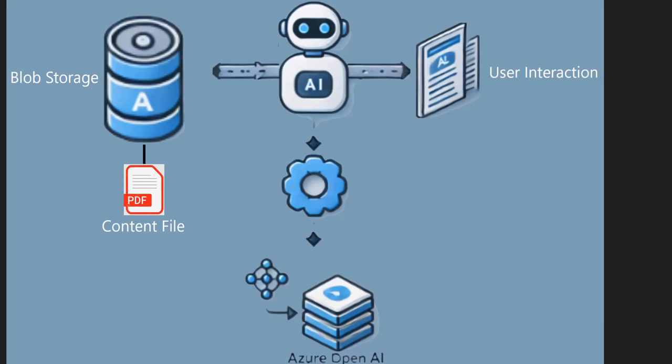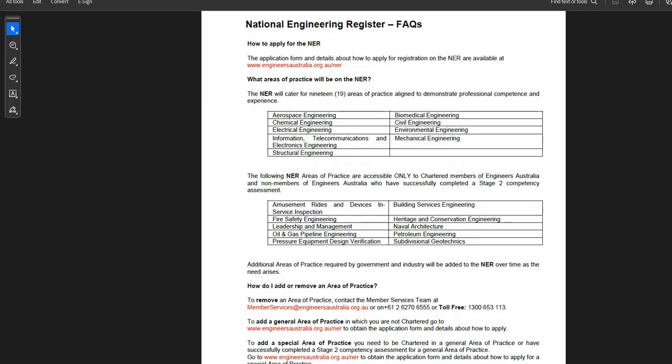As you can see in the diagram, we're going to put that PDF file in a blob storage, and then we use Azure OpenAI services to respond to the user's questions from that file. This is the PDF file that I'm going to use in this video. It is a FAQ for National Engineering Register, or NER, but obviously it doesn't matter. You can use any PDF which has some content in it.